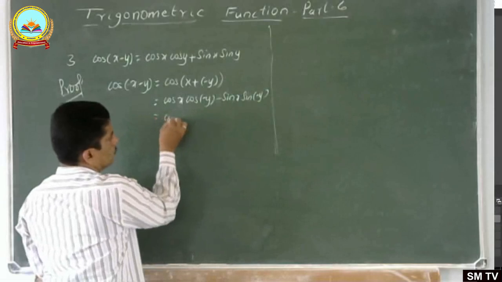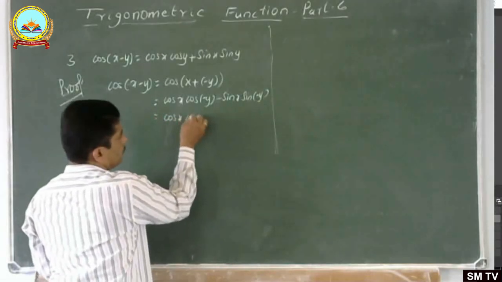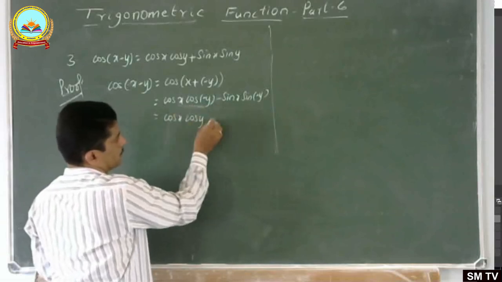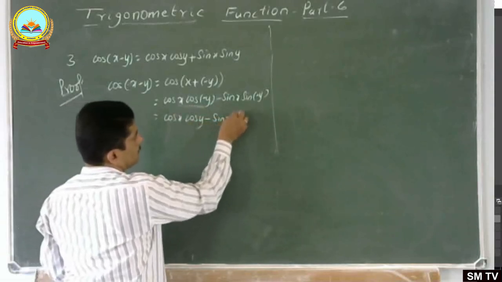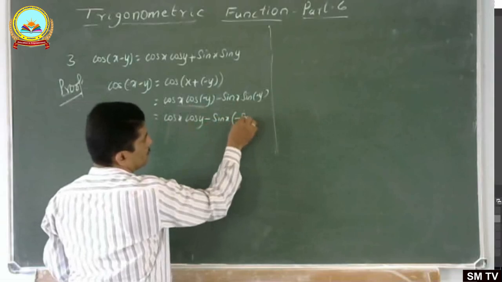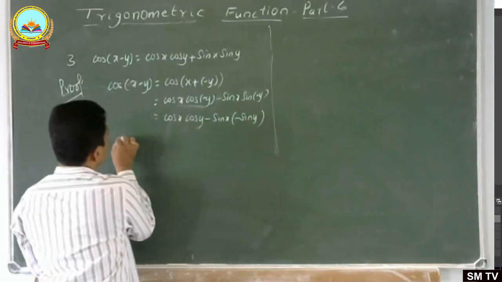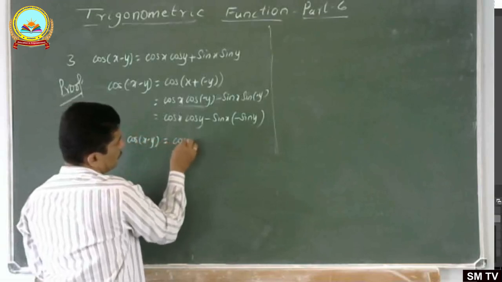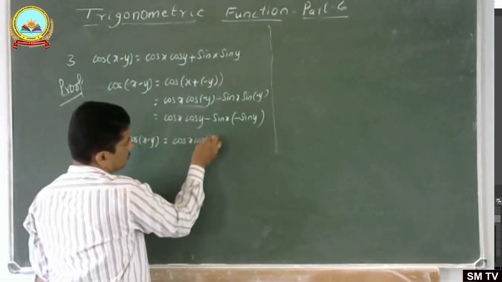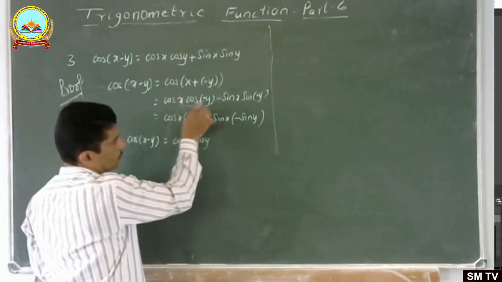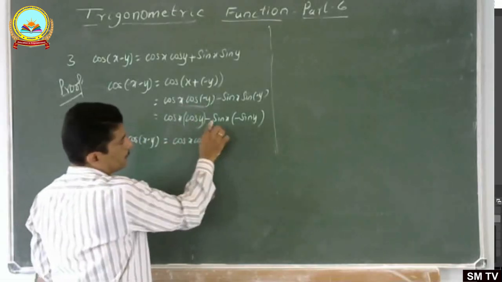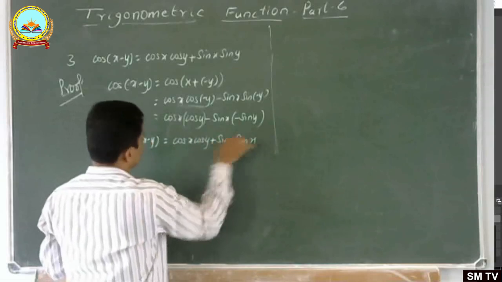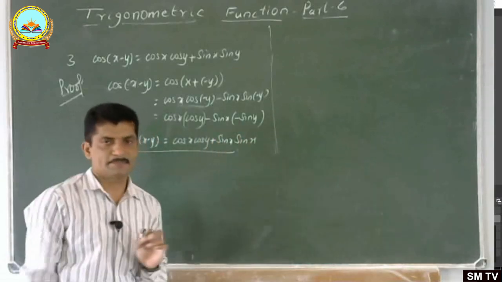Its value is equal to cos x into cos y, because cos of minus y is plus cos y, minus sine x into sine of minus y means plus sine y. Therefore, cos of x minus y is equal to cos x into cos y, cos of minus y means cos y, minus into minus, plus sine x into sine y. This one is the third result.